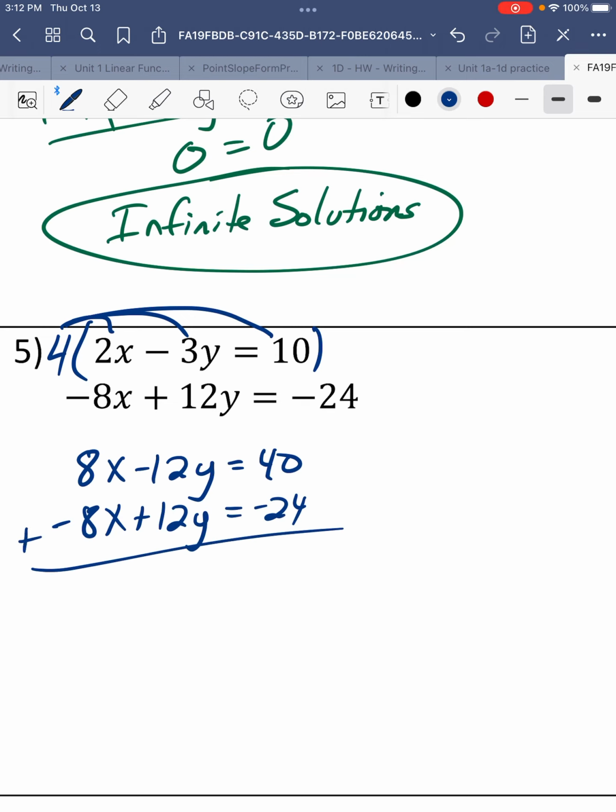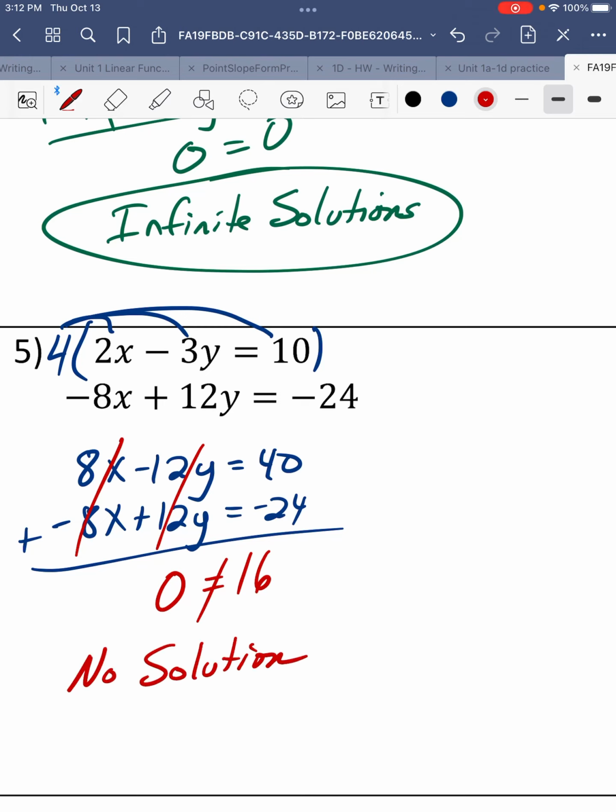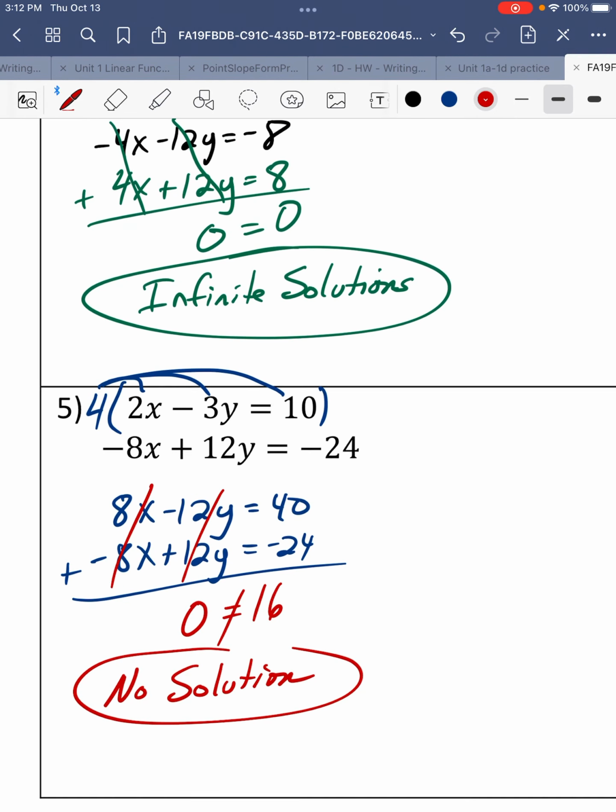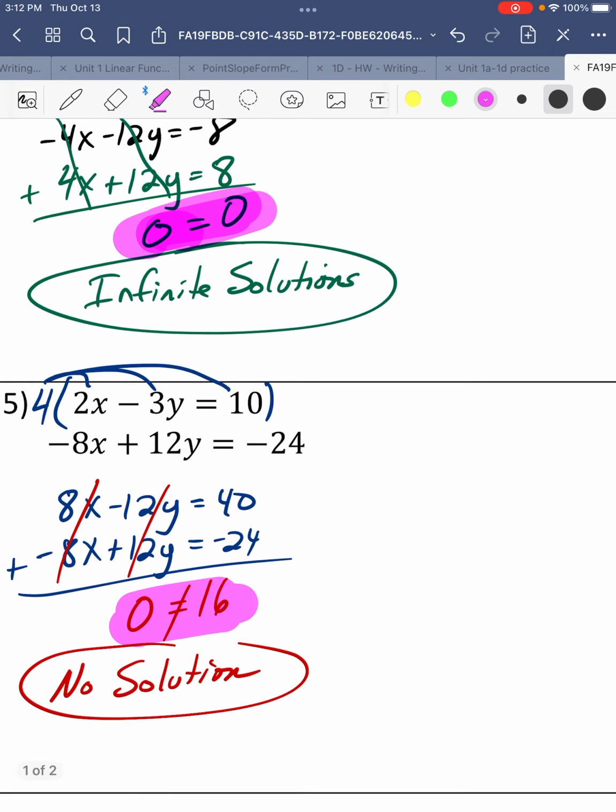Add these vertically. So our first 8x minus 8x go away. Oh man, those go away too. 0 equals 40 plus negative 24 is 16. Does 0 equal 16? No way. It does not. So this would be no solution. So anytime there are no variables left in the problem, it's either an infinite solution or a no solution.